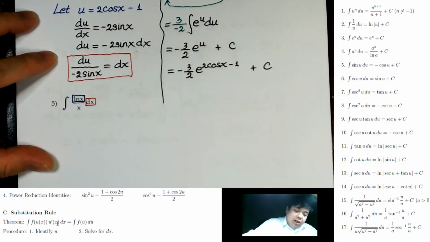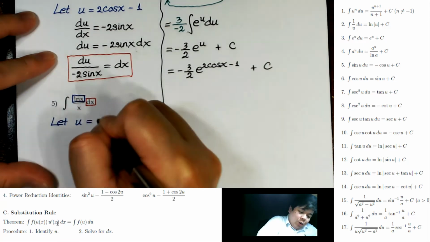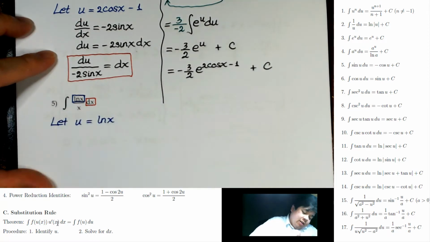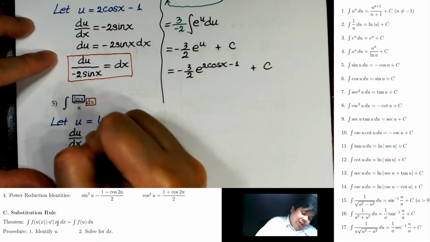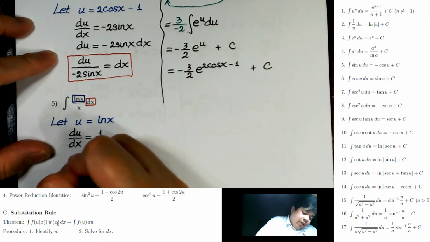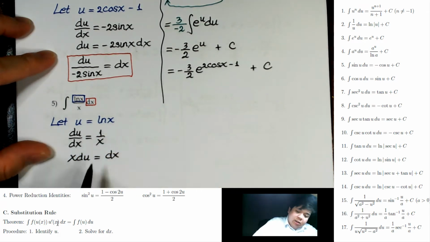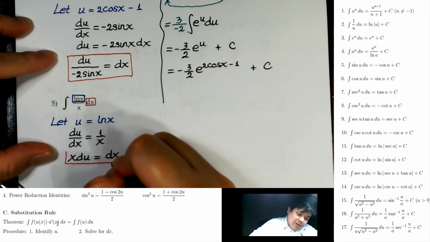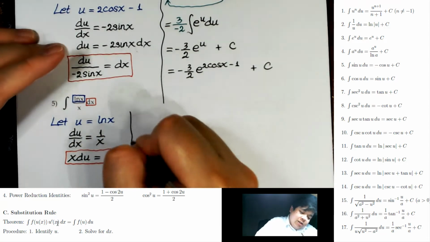So let u equal ln of x. Now we'll take the derivative. It will be 1 over x. Cross multiply, we have x du equal to dx. So dx is x du. So we found u and we found dx.